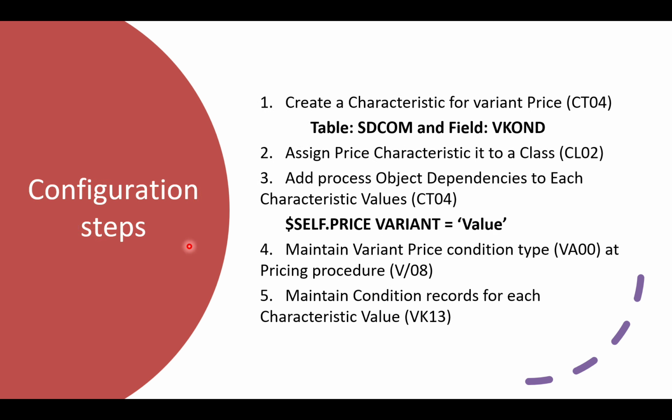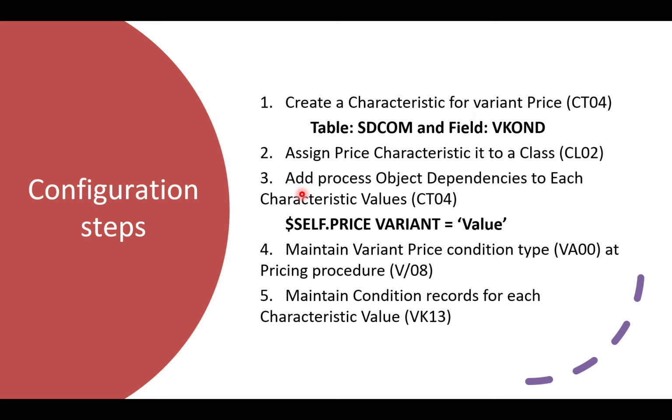So these are the configuration steps for variant pricing. First we have to create one more extra characteristic for the variant price, that is from CT04. In this variant price characteristic, the key thing is you have to mention the table STCOM and the field VCOUNT, because these fields have the backend settings to fetch the variant price from the sales order. And then you have to assign that price characteristic to the class along with the other characteristics, like I showed you, diameter, length and grade. Along with those three, you have to assign the price characteristic to our class.